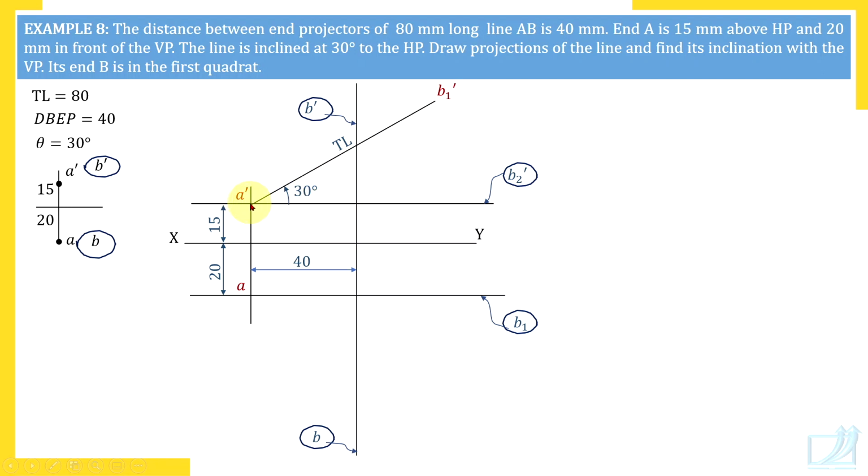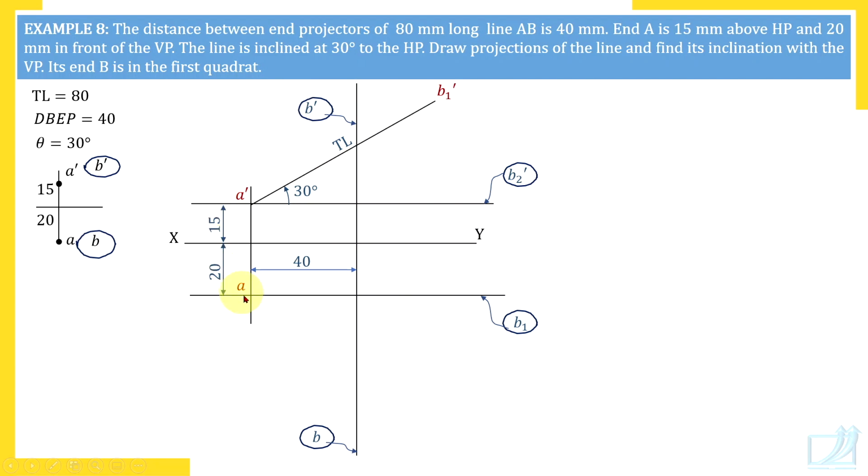So front view and top view both are inclined to XY line. This cannot be B dash. And of course this is not B2 dash also, because this is projector of end B and not projector of point B2. This is projector of point B and not projector of point B2. Okay.